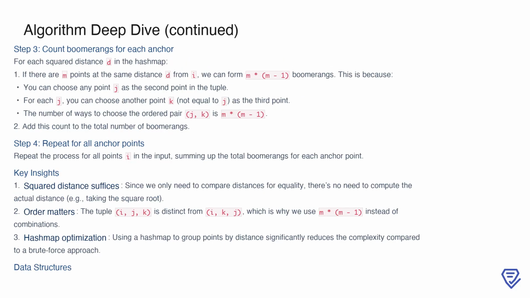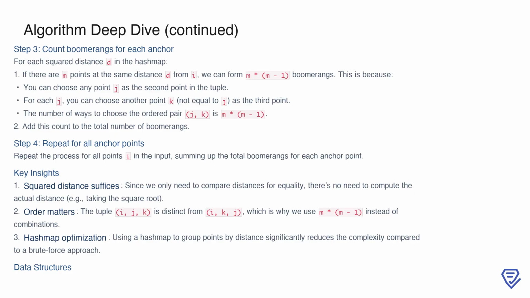Now, once we have grouped points by distance for a specific anchor, we calculate the number of boomerangs. If there are m points at the same distance from the anchor, we can form m*(m-1) boomerangs. This is because for any point j in this group, we can pair it with every other point k in the group, maintaining the order of the tuple. This count is added to the total boomerangs. We repeat this process for all points in the input, treating each one as the anchor.